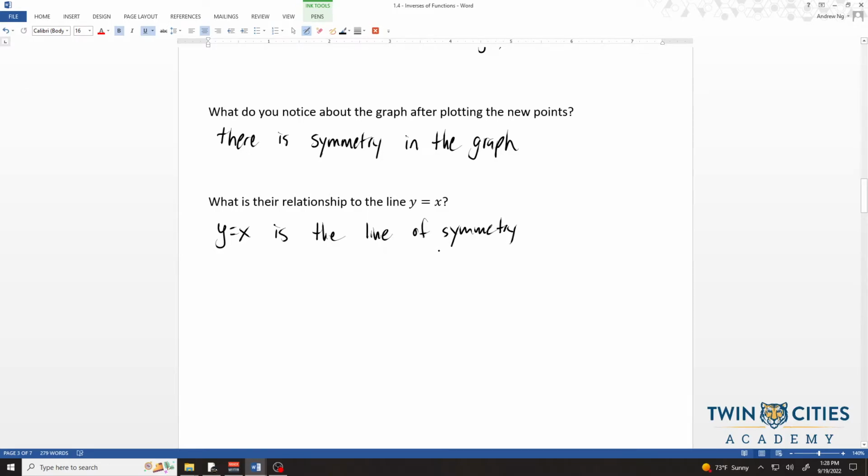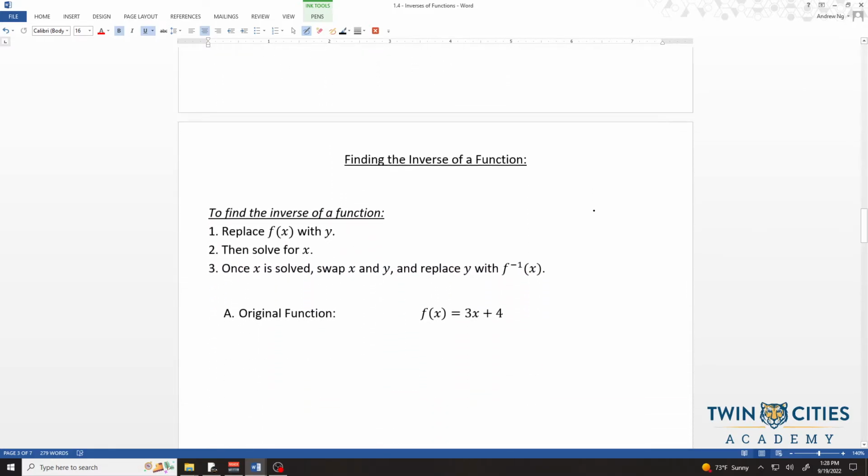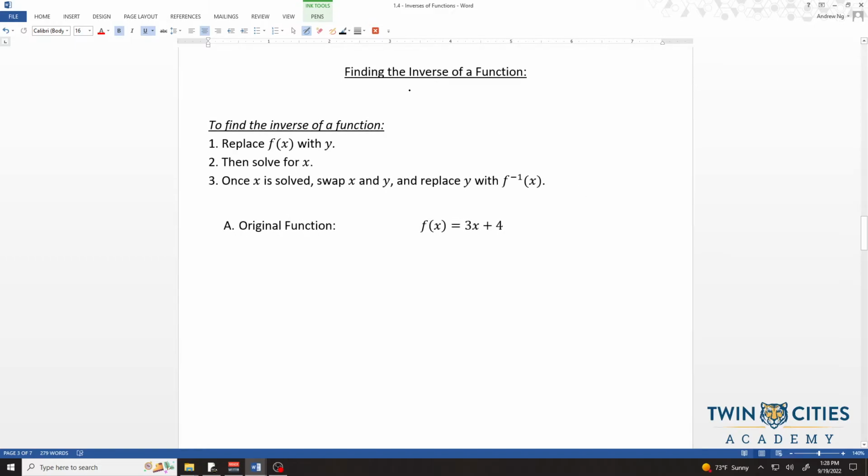Now, I want to remember this y equals x later on in the lesson. But first, let's talk about finding the inverse of a function. I've got a few steps. To find the inverse of a function, I'm going to do these 3 things.